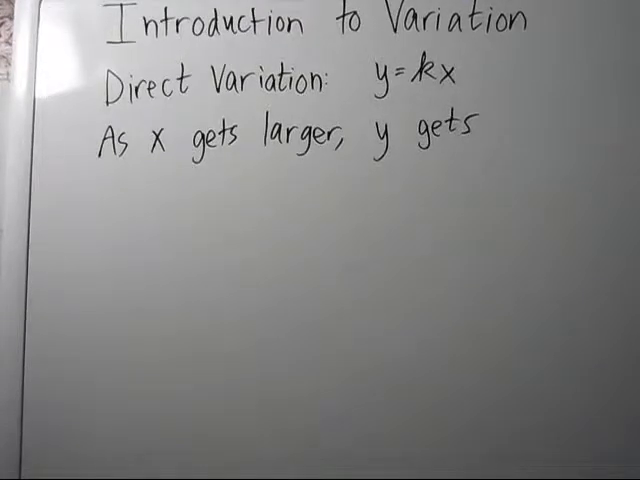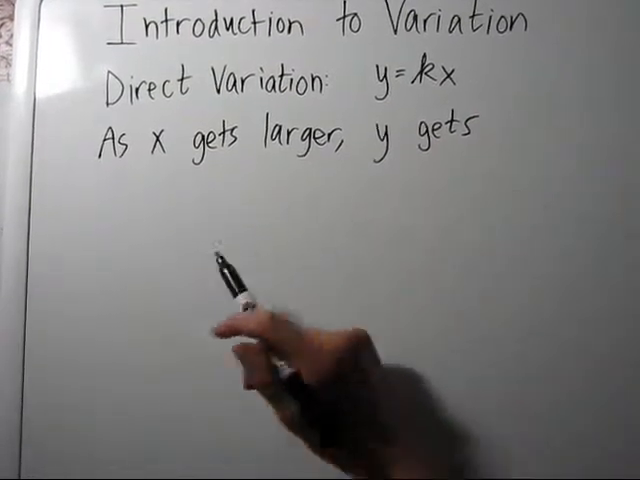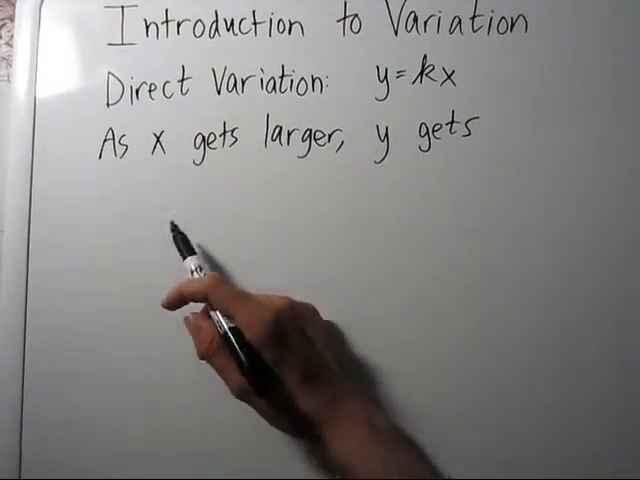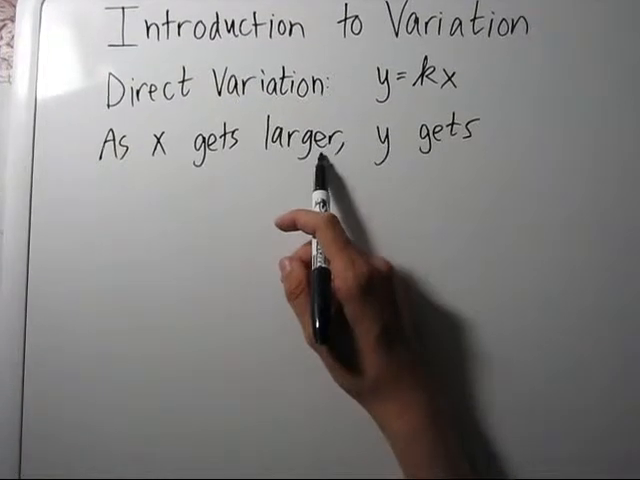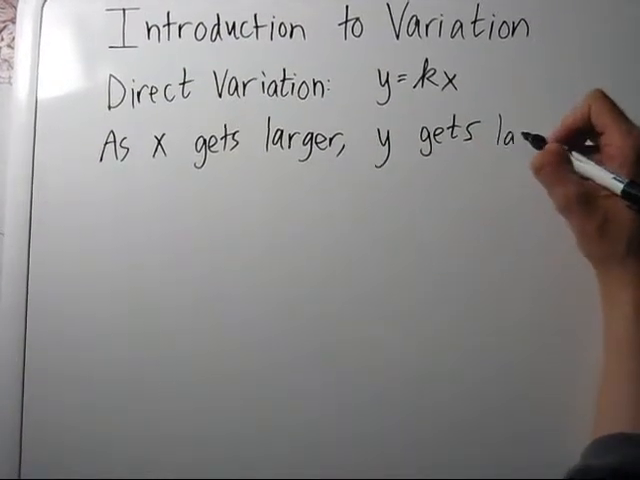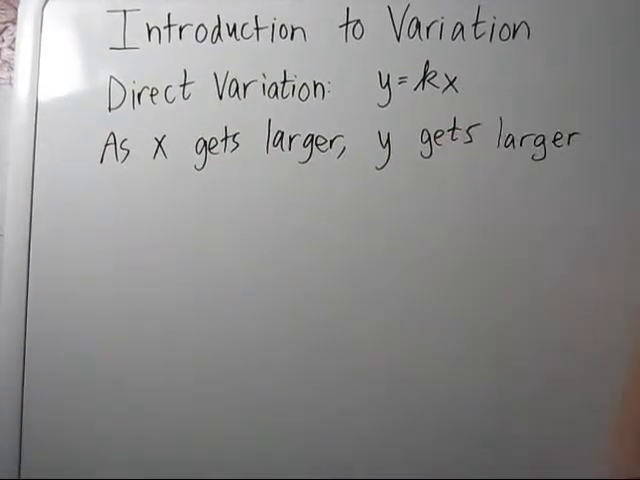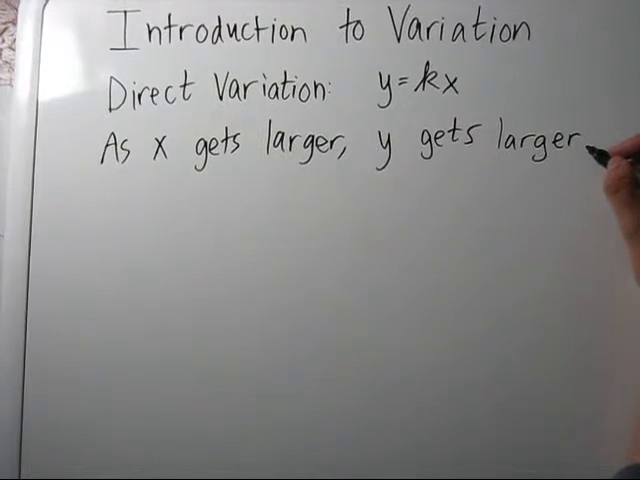We're going to talk about direct variation and what's really happening. So here's the formula, y equals kx, and k is positive. So think about if x gets larger, what's going to happen to y? Y gets larger also. How large depends on your constant of proportionality.